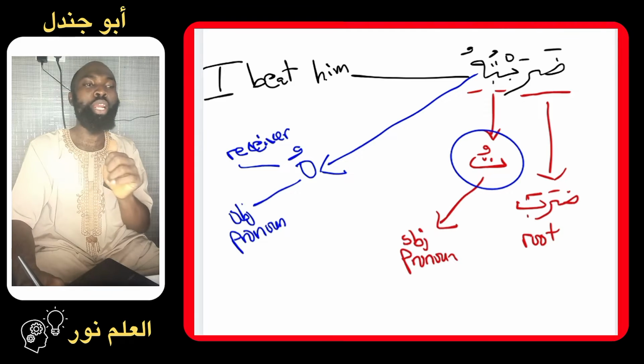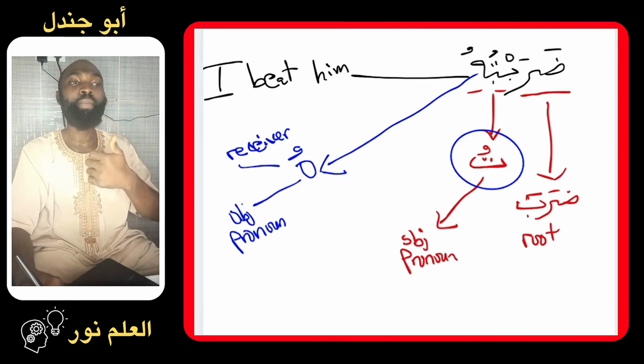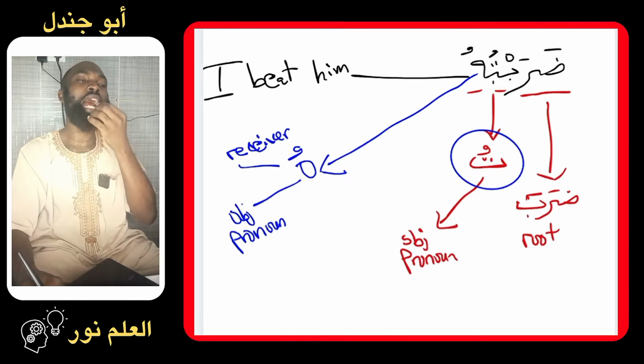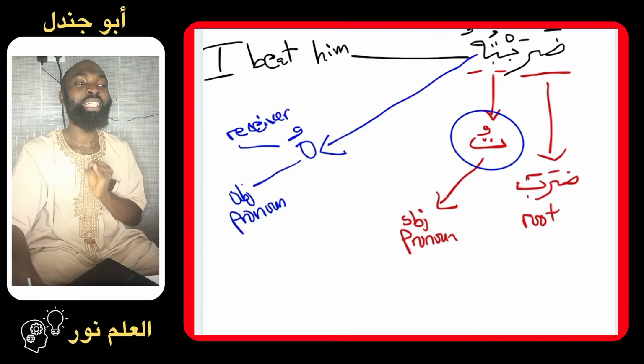So when I said dorobtu, I beat. When I added the hu, it becomes him. Who did I beat? I beat him. Dorobtuhu, I beat him. So in this one single word, we have the verb, the subject pronoun, and even the object pronoun.